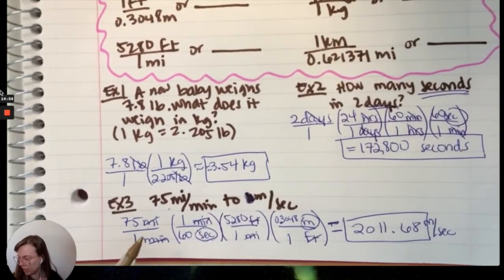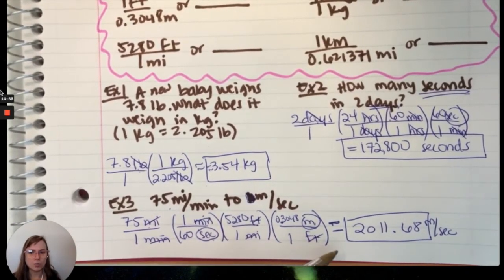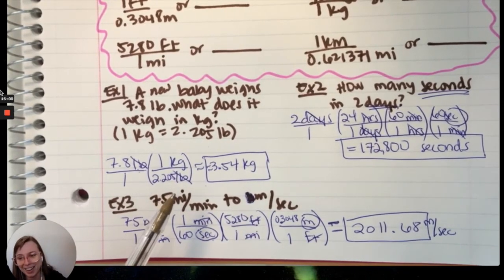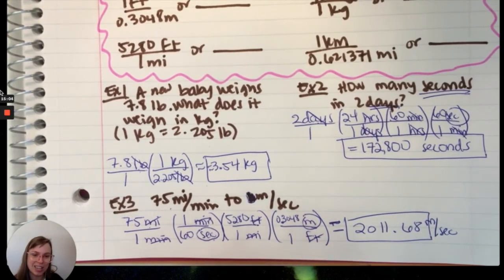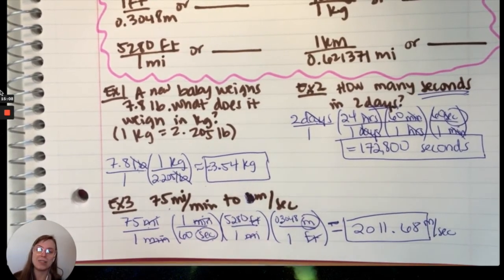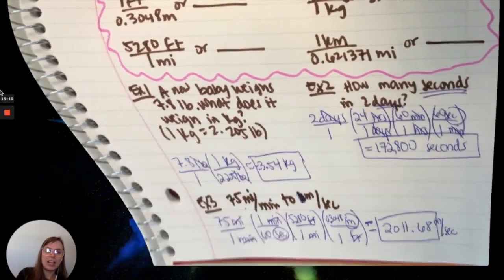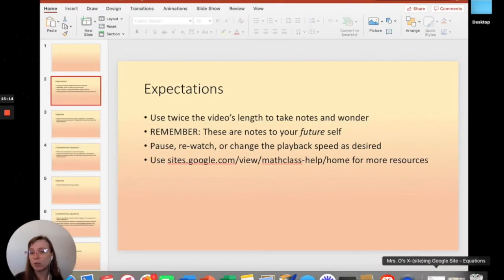So if you were traveling 75 miles per minute, whew, that's fast. Because we travel 75 miles per hour typically. 75 miles per minute, that's the same as going 2,011.68 meters per second. Whew, that's fast. Alright, so that ends our dimensional analysis. It's just using ratios and doing a bunch of multiplication and division.